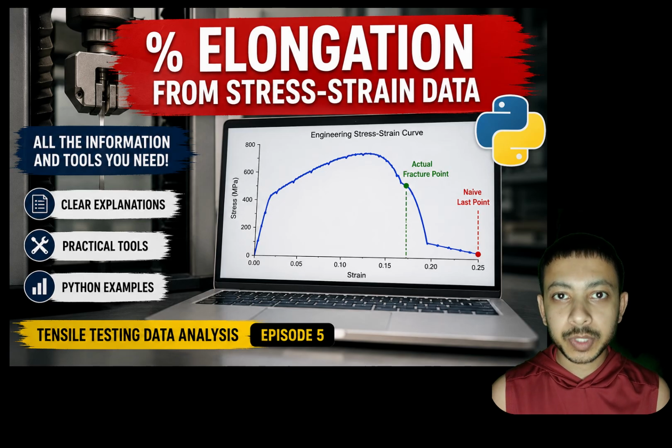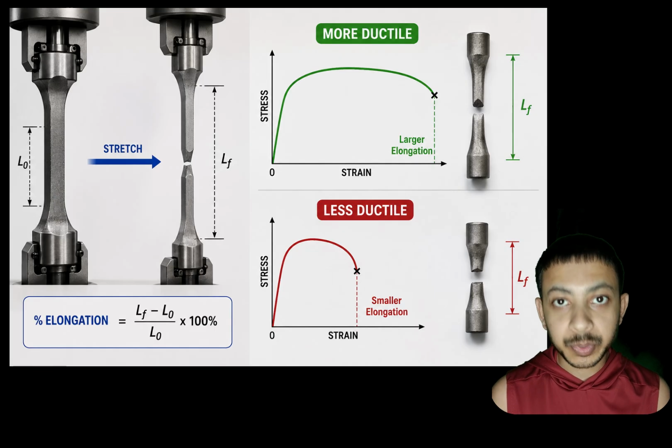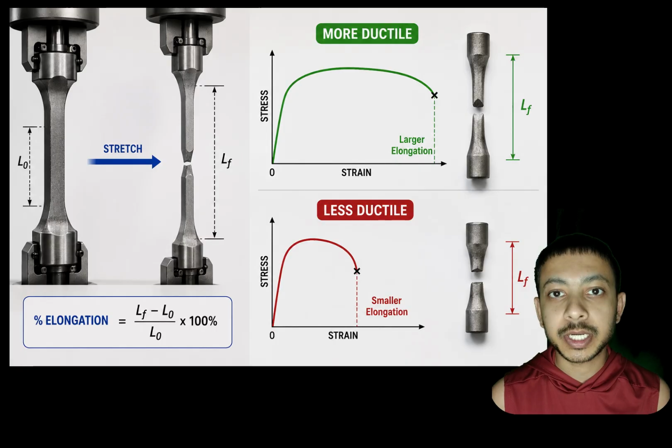In this video, I am going to provide you with all the tools and the information you need in order to determine the percentage elongation from stress strain data. The percentage elongation is a measure of ductility of a material. By definition, percentage elongation tells us the amount a material stretches before it actually fractures. A material with larger percentage elongation basically means that it can undergo a lot more plastic deformation before it fails.